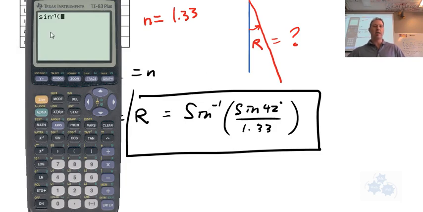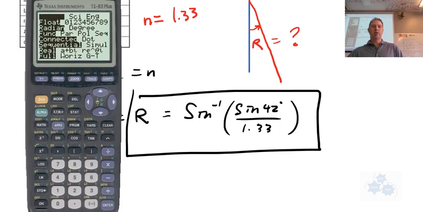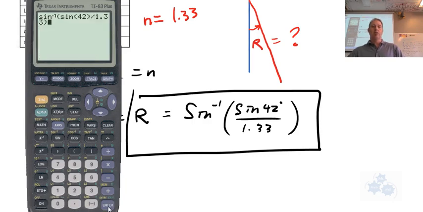Let's clear this away. So sine to the negative 1, that shouldn't be that scary. It's second function sine, that's all it is. Okay? So you want to do the inverse of sine, and then inside there you want to go regular sine of 42, close that bracket, divided by 1.33, close that bracket. Now you do have to make sure that you are in degree measure here. So your calculator might be in radian, depending on what classes you're taking, but it has to be dealing with degrees, okay? So if we do that and we hit enter, then we get this for an answer.